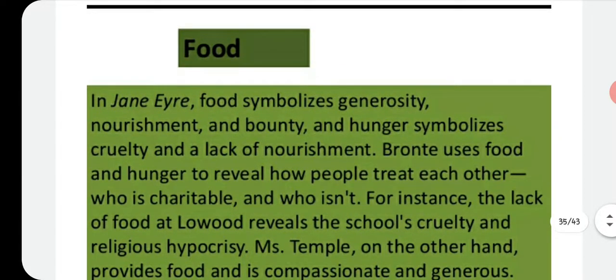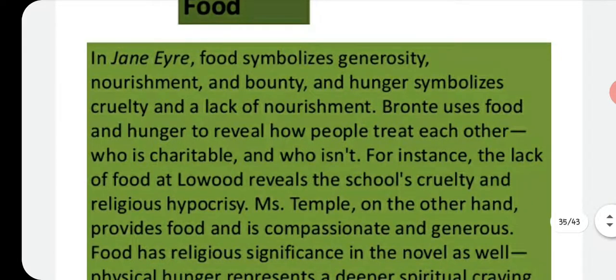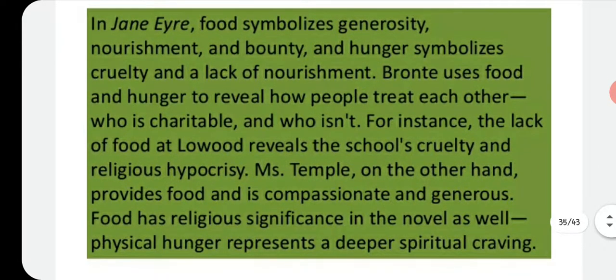Food has also been used as a symbol in this particular novel. For instance, the lack of food at Lowood reveals the school's cruelty and religious hypocrisy.